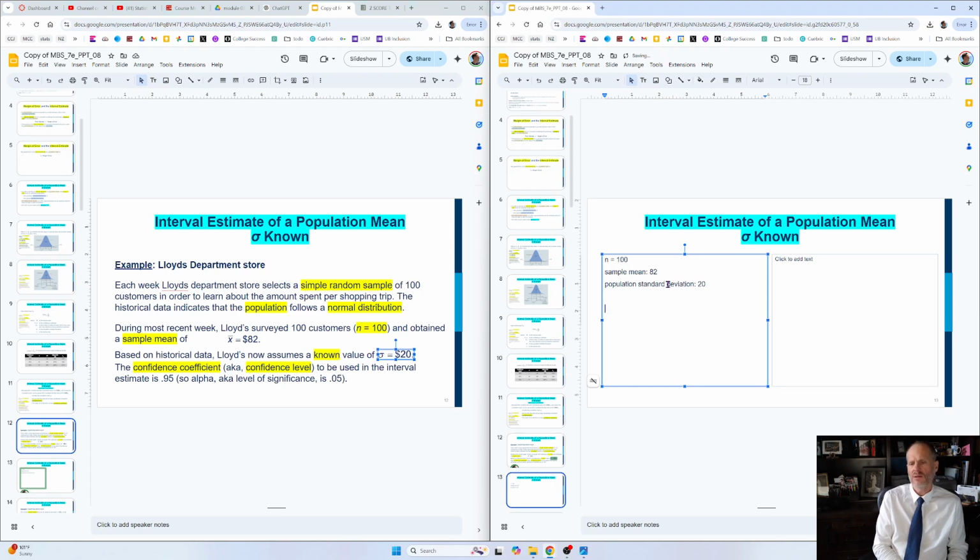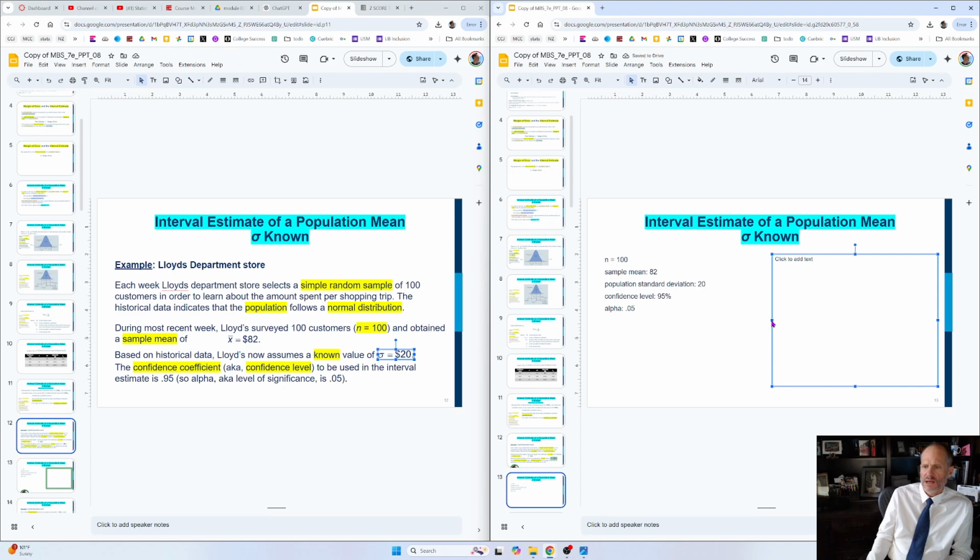And so we want 95% confidence. So the confidence level is going to be 95%. I like percentage over just 0.95. And our alpha, which is our level of significance, is 0.05. So knowing those things, we want to develop, with 95% confidence, a statement based upon our sample mean, 82, plus or minus some amount, that is going to include the population mean. So that's what we want to figure out.